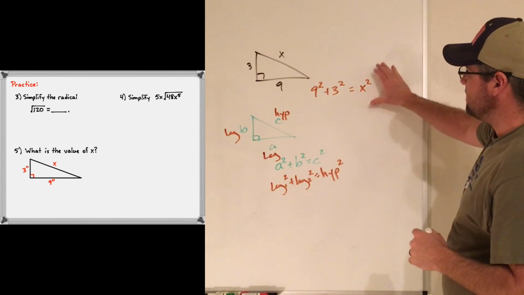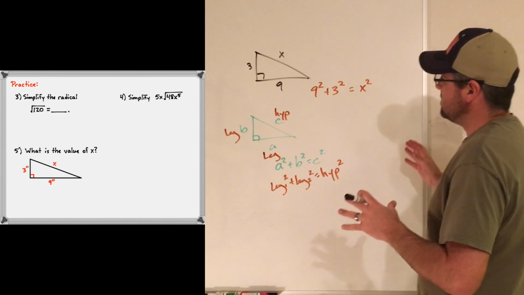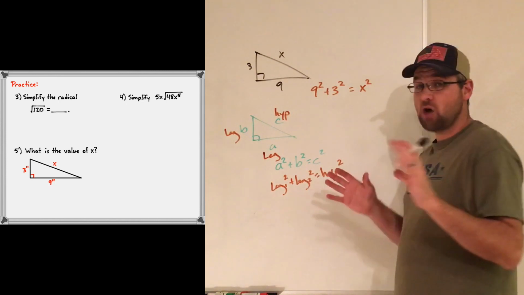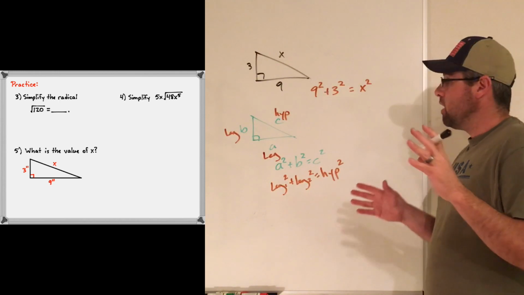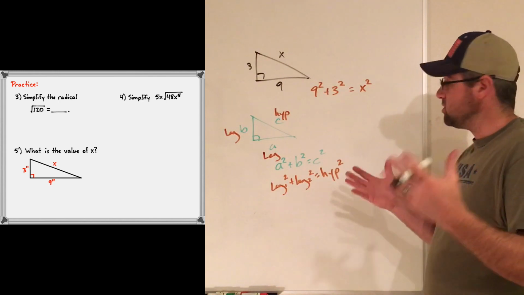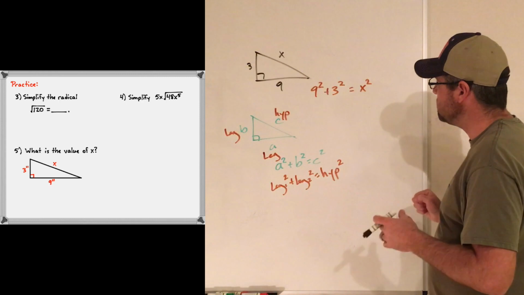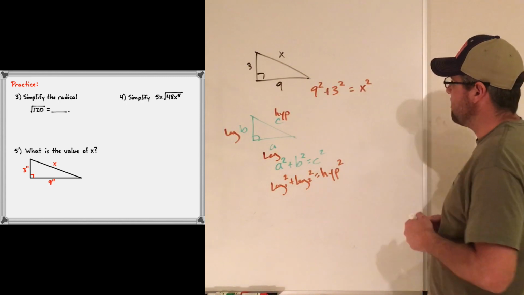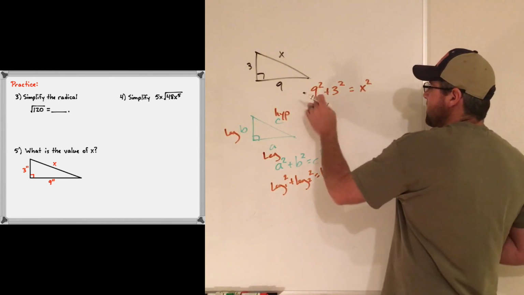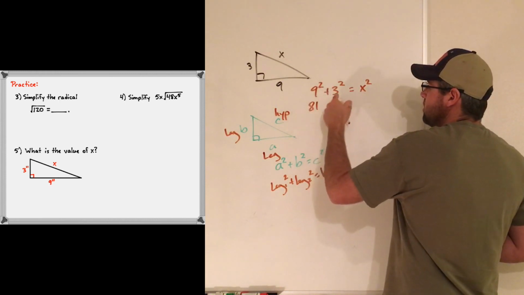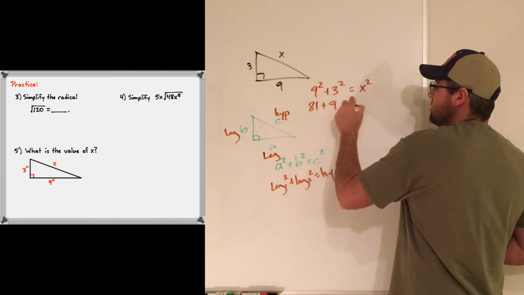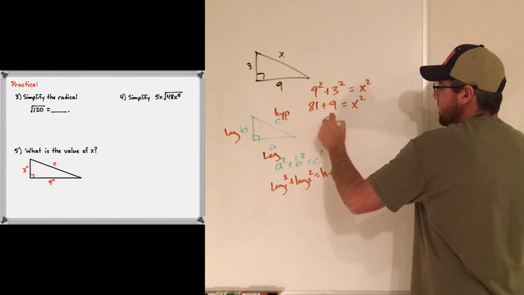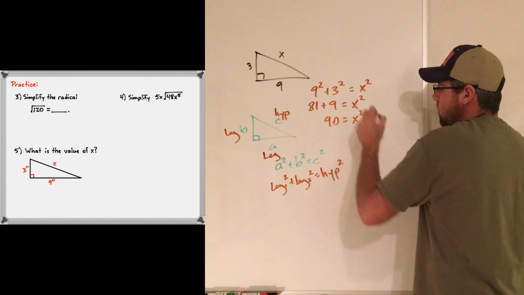And then we want to solve this equation, and this is the first time that we're going to be dealing with what's called a quadratic equation, or solving a quadratic equation. We've done simplifying quadratic expressions, but now we're dealing with quadratic equations, quadratic functions, because we have an x squared, if you remember that from last semester. So simplifying this, 9 squared is 81, 3 squared is 9, and then x squared can't be simplified. We'll add those together, combine like terms, so that's 90 equals x squared.